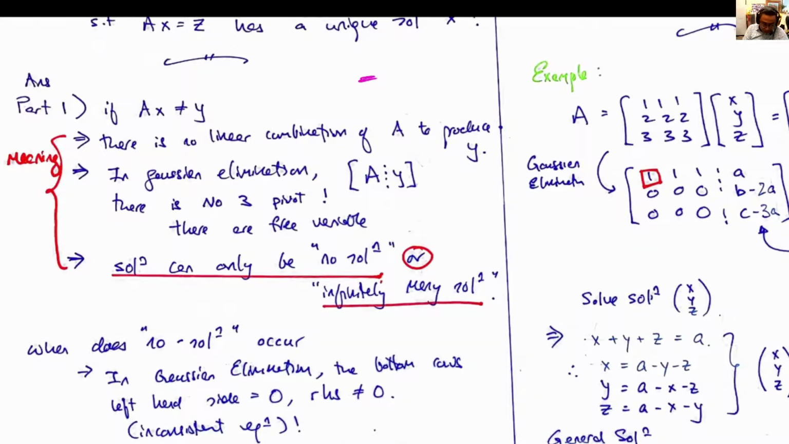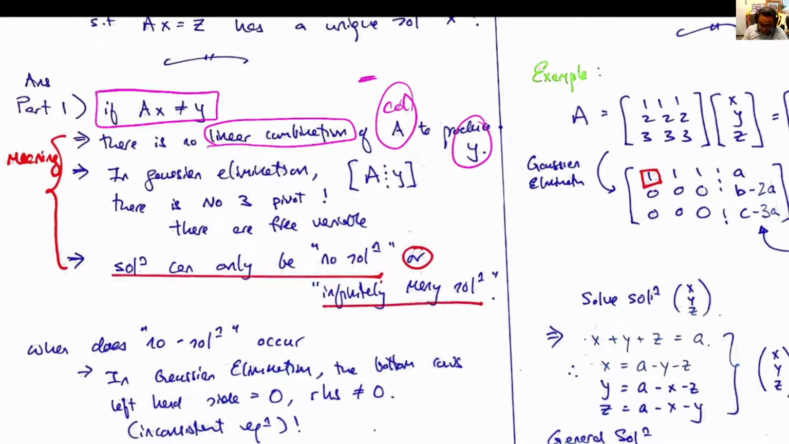I repeat the conditions for when AX is not equal to Y. It means that there is no linear combination of the columns of A to produce Y. It also means that when we perform Gaussian elimination on the augmented matrix, there are not 3 pivots for the 3 variables. There are free variables in this system of linear equations.